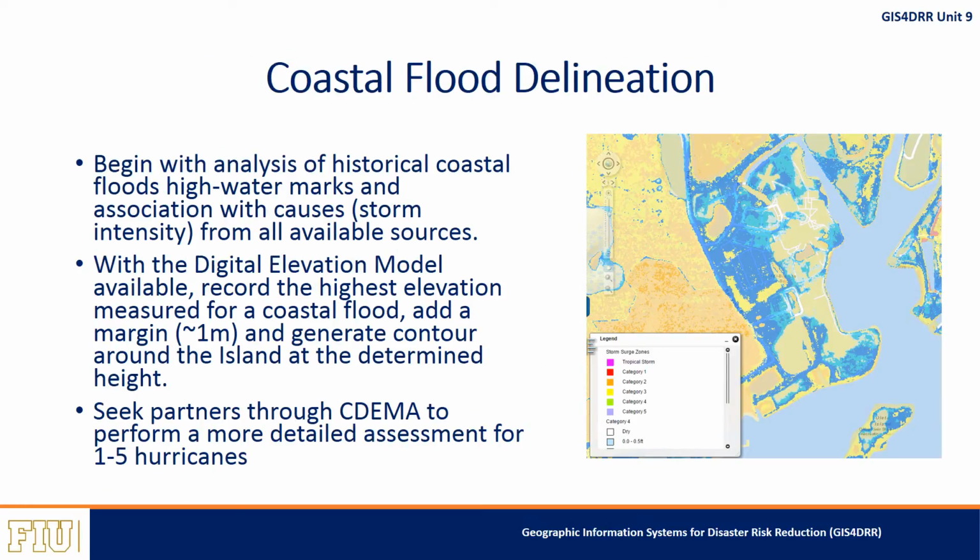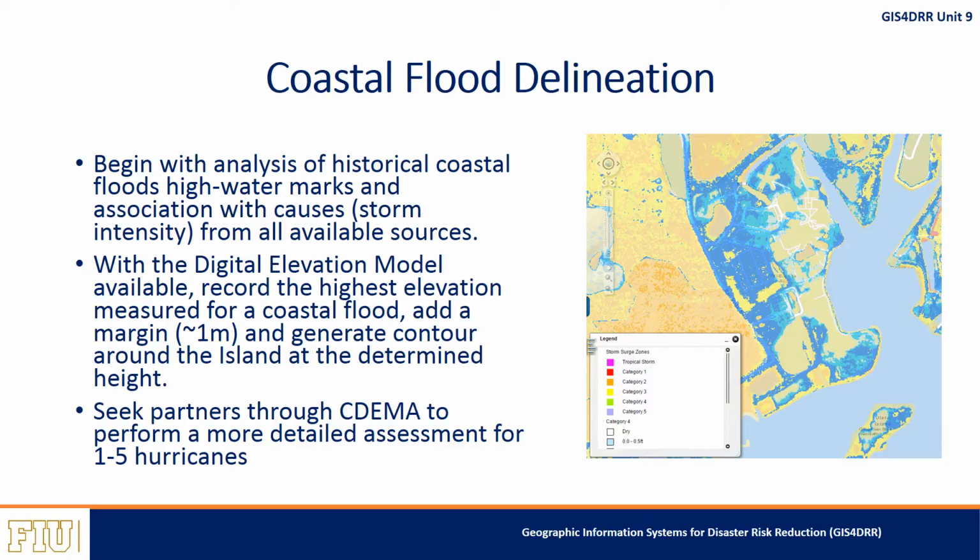The coastal flood delineation, as I mentioned before, you can start with a historical analysis of high water marks and record those. With a digital elevation model, you can create contours, and you could put a buffer on that contour. So, if the highest elevated water level was maybe 20 feet above sea level, you could go to 24 feet and then just use that contour around the island.